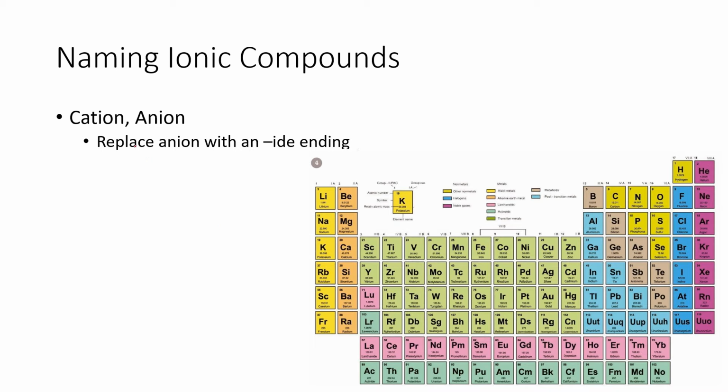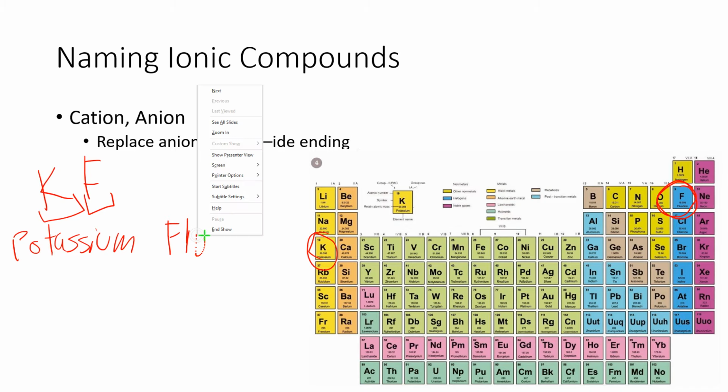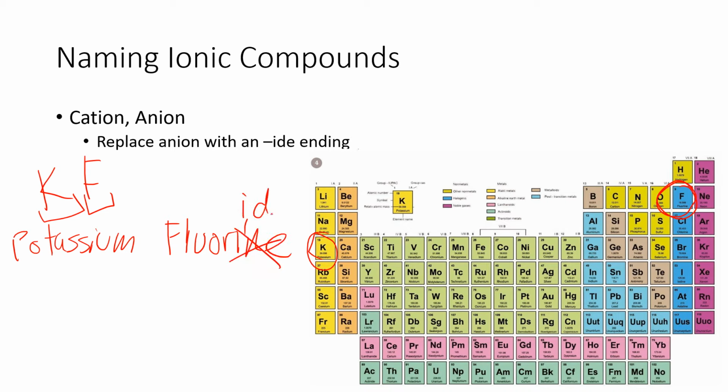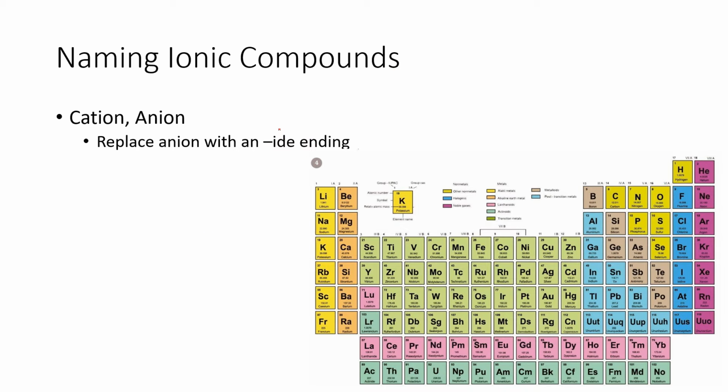Okay, how about KF? K is potassium over here, and F is fluorine over here. So first we write potassium, I hope I'm spelling that right. Yep, potassium, which is the cation, and then we write the anion, which is the element fluorine, but we scratch the INE and replace it with the IDE. So instead of fluorine, we write fluoride.